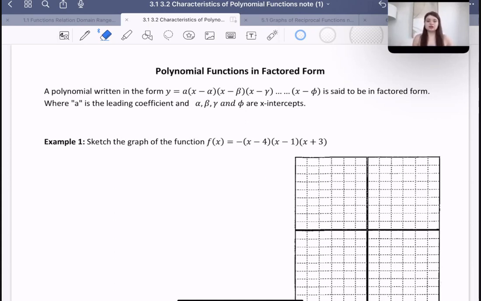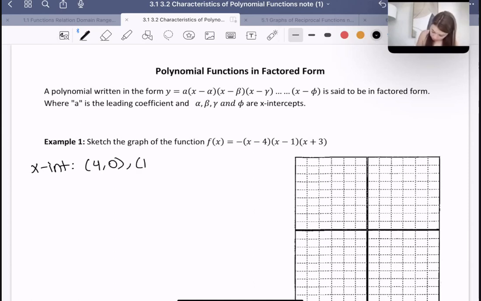So here it says to sketch the graph of this polynomial. So what do we know? Well, we know that the zeros or x-intercepts are, let's see, (4, 0), (1, 0), and (negative 3, 0), right? We know that from the zero product property, in that if any of these things that we're multiplying together are 0, the whole thing is 0, and therefore it's an x-intercept.